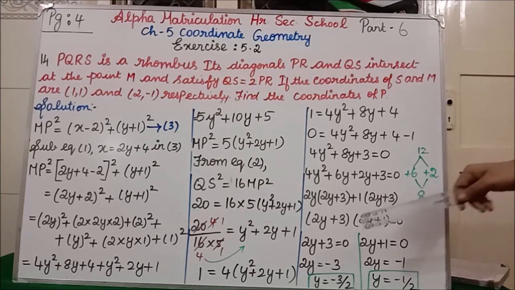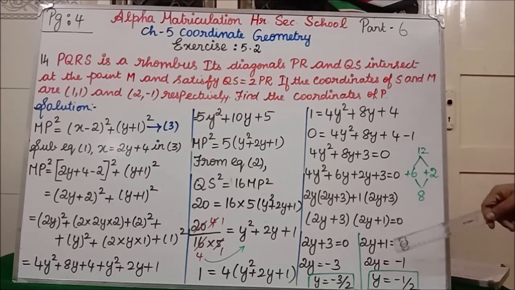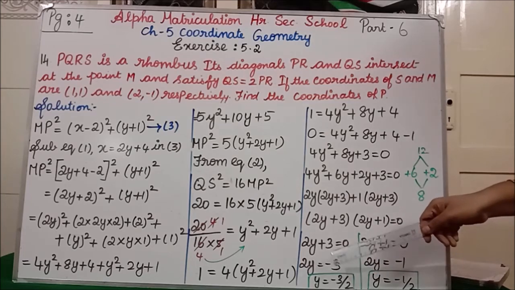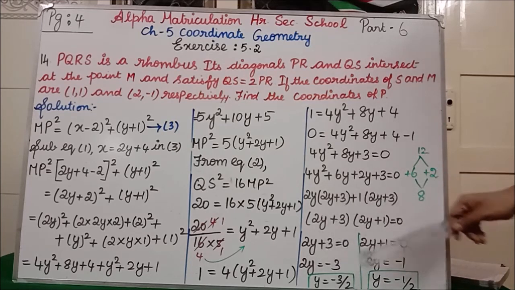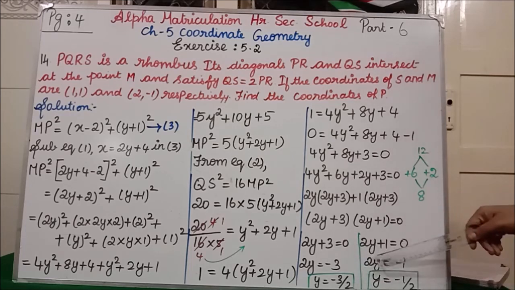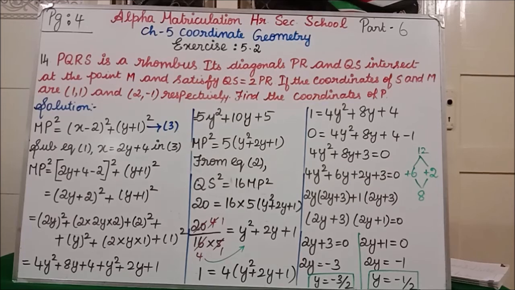Here, 2y plus 3 equal to 0. Then this side is what? 2y plus 1 is equal to 0. Here 2y is equal to plus 3, if it comes this side it will become minus 3. Similarly 2y is equal to plus 1, if it comes this side, minus 1. So y is equal to minus 3 by 2, y is equal to minus 1 by 2. Here now we have got 2 y values, but we have to find the x value, so that only we can say the P value, the P coordinate value.